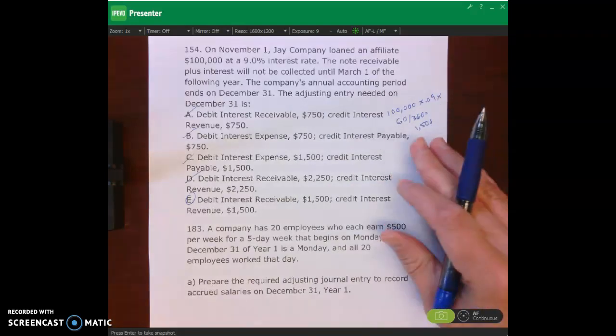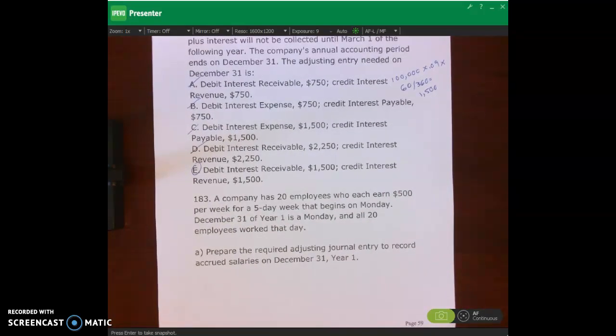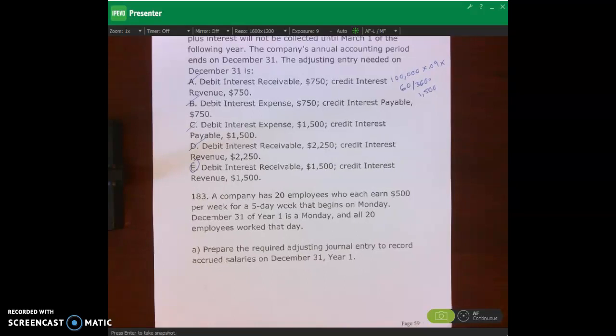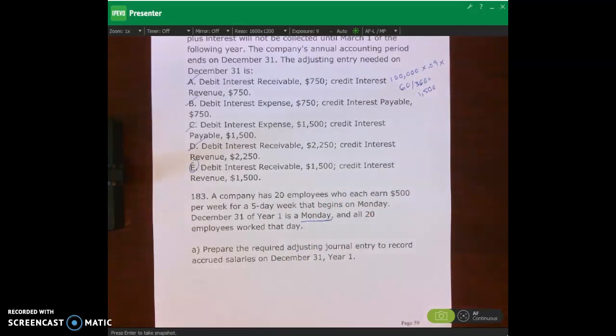Okay? So let's look at number 183. So it says right over here, a company has 20 employees who each earn $500 per week. That begins on Monday. December 31st is a Monday, and all 20 employees work that day. So if you see over here, they earn and then they begin on Monday. So they work this Monday, which is December 31st, but they're not going to be paid until later.